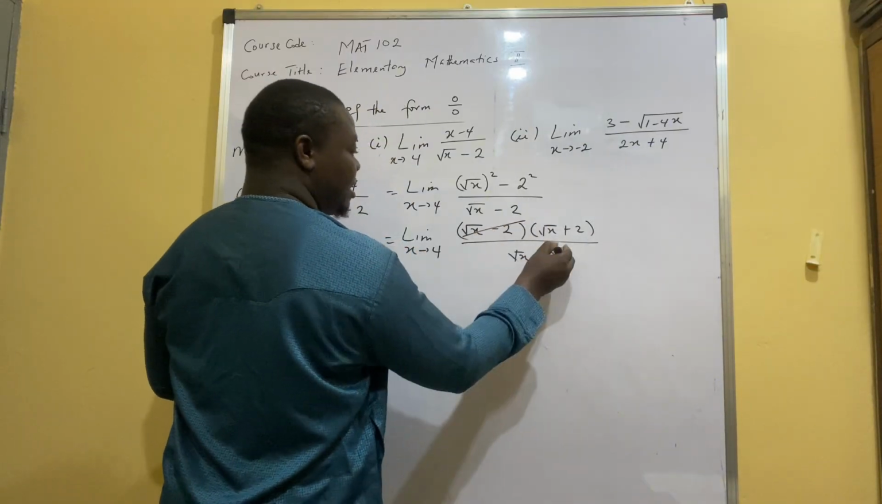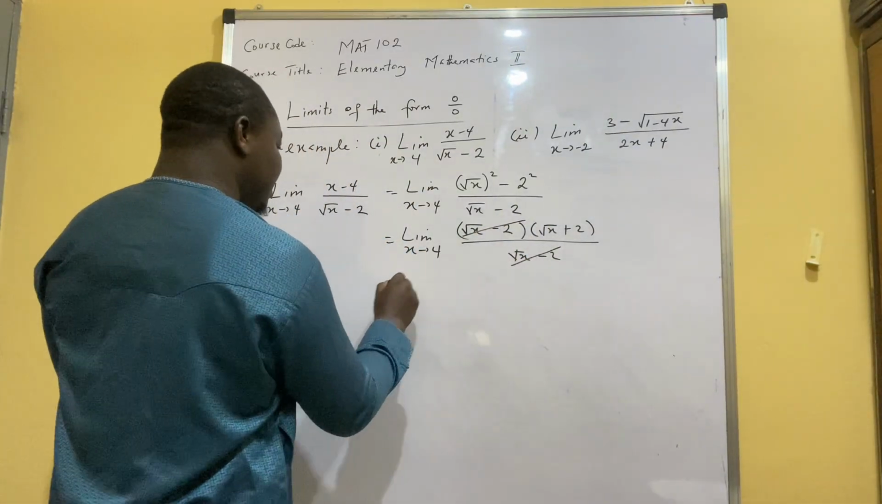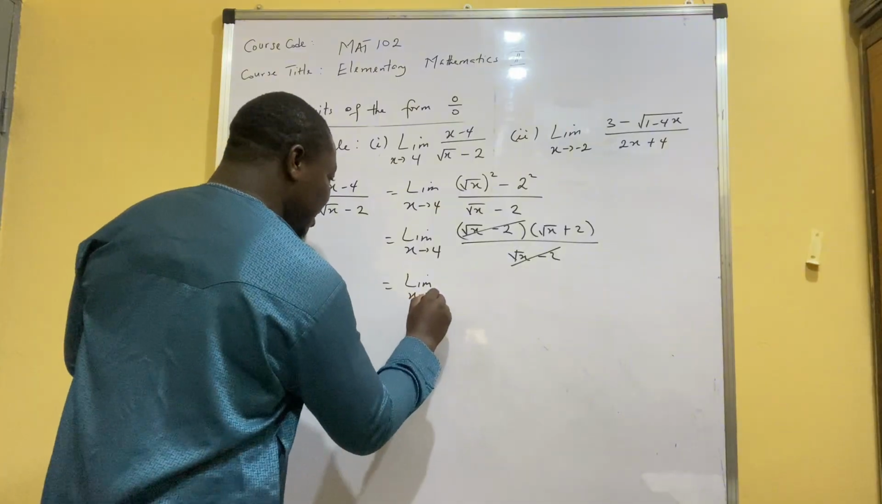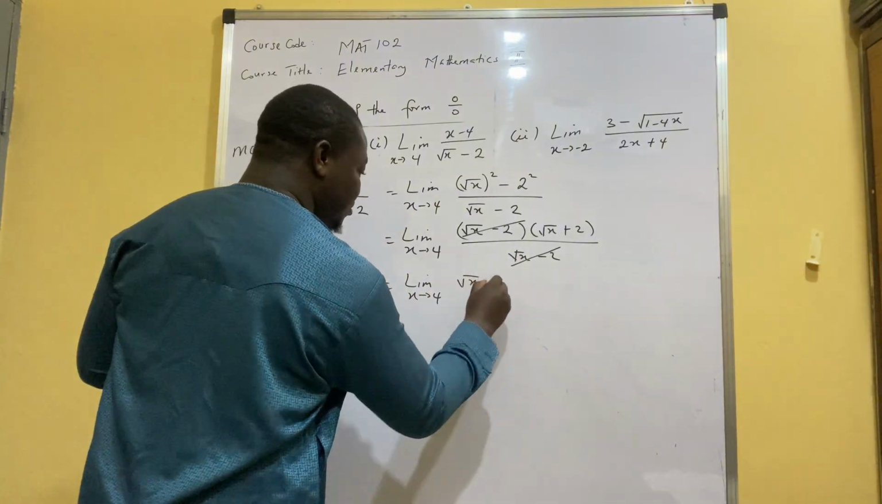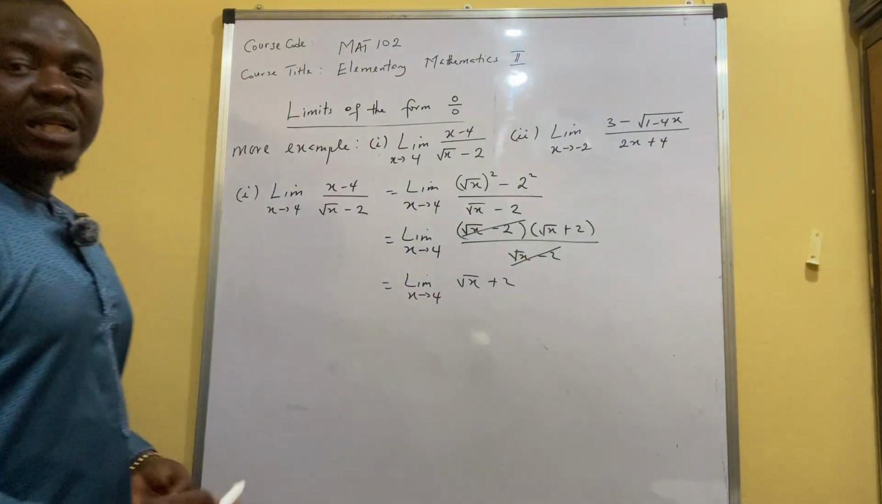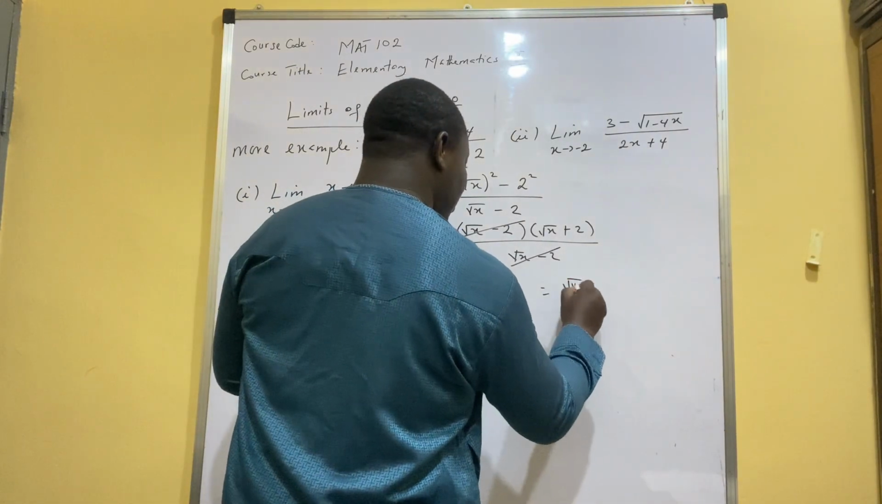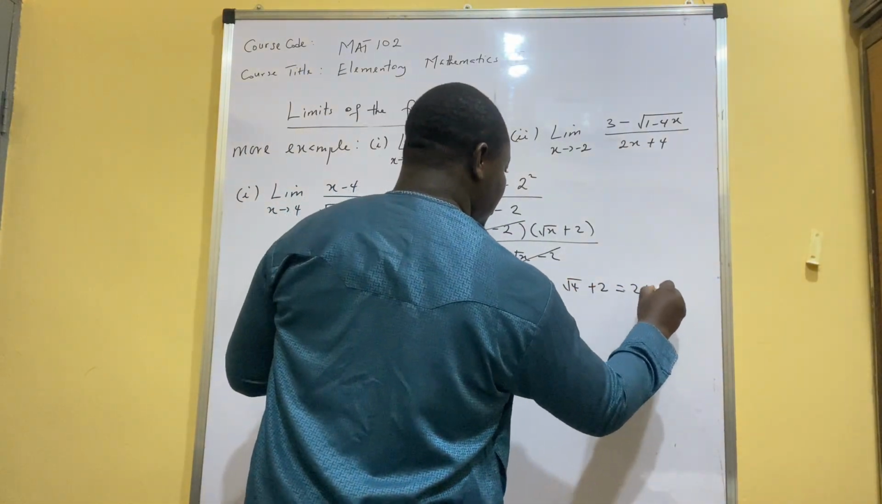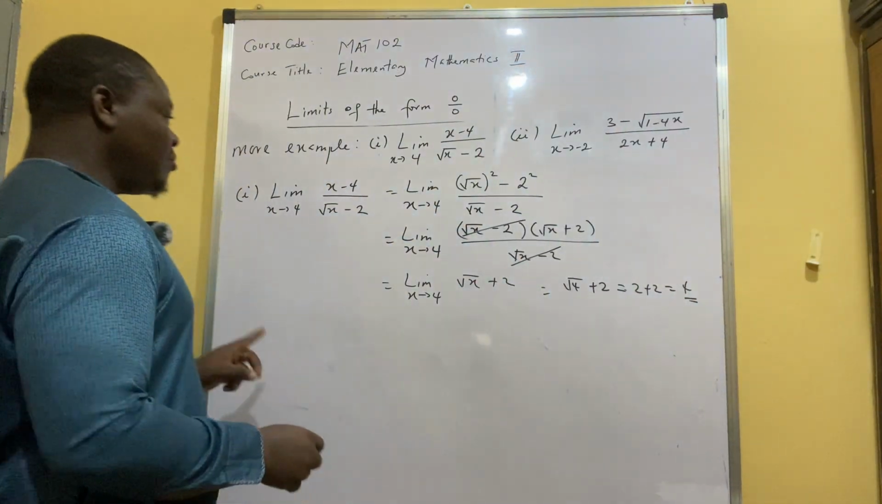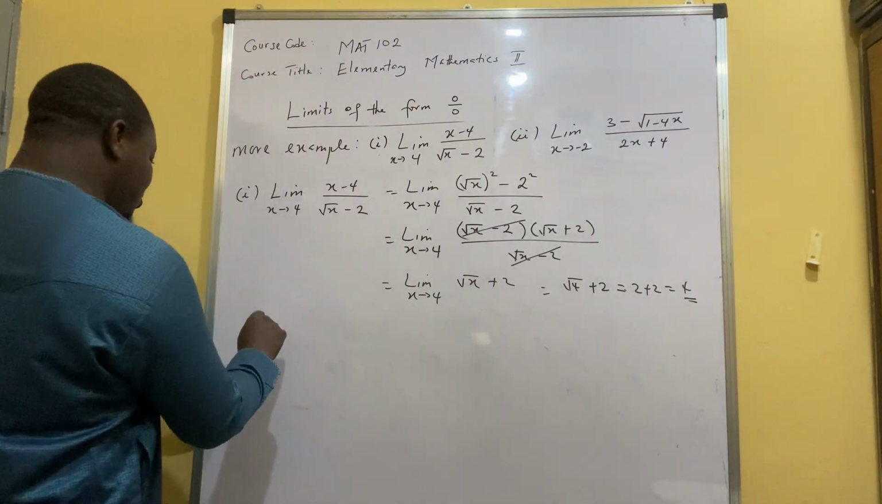So root x minus 2 will take care of root x minus 2, and what we have left is the limit as x tends to 4 of what? Root x plus 2. We can now substitute directly. Anywhere we see x, we substitute with 4. So that we have root 4 plus 2, and that will be 2 plus 2, which is equal to what? 4. Now, that is one method. Another method is to rationalize.